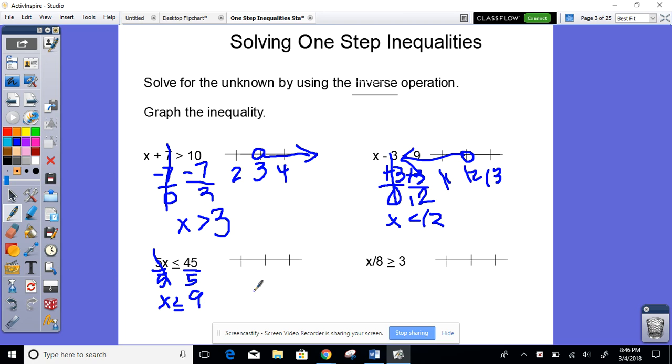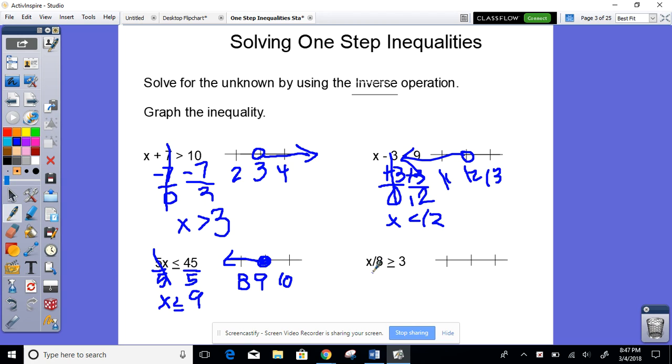Now I can go over here to my number line, write 9, 10, and 8, and x is less than or equal to 9. That's going to be a circle filled in. Draw it to the left because it's less than. Next, we're going to go over here.